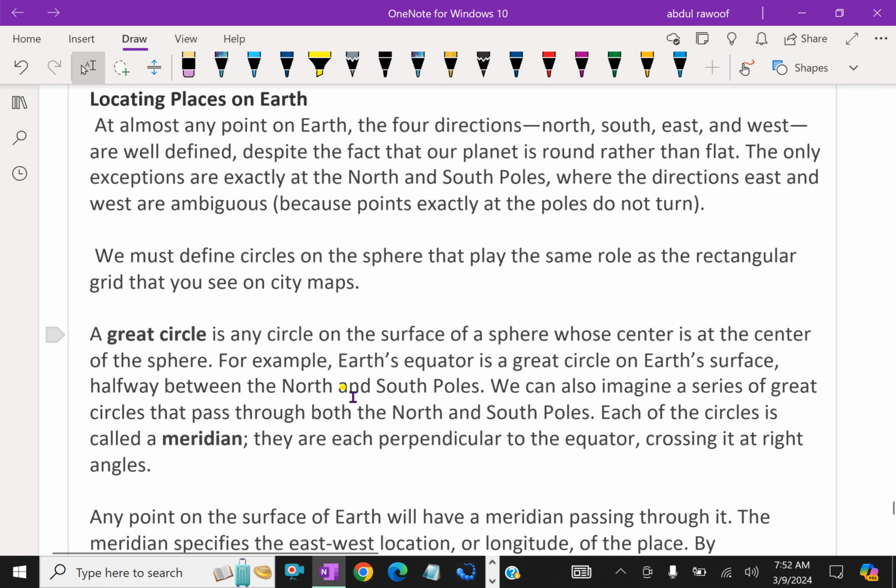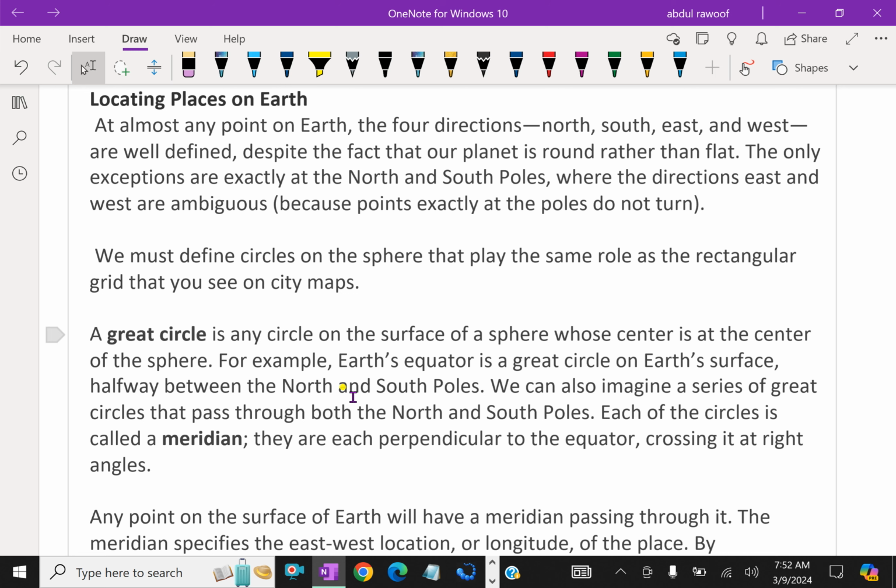Earth's axis of rotation defines the location of the north and south poles and of its equator halfway between. Two other directions are also defined by Earth's motions. East is the direction towards which Earth rotates. The west is its opposite. At almost any point on Earth, the four directions that I already told, north, south, east and west, are well defined.